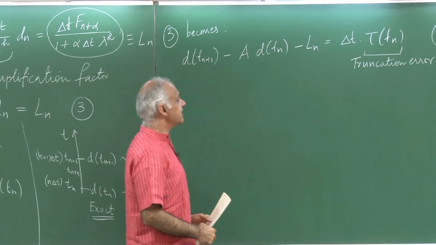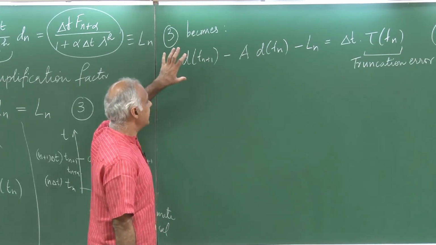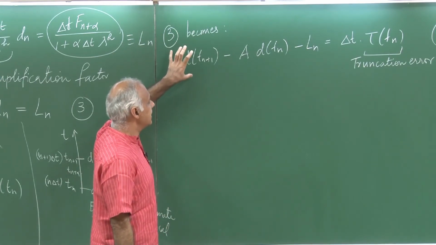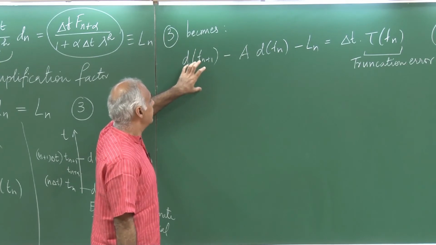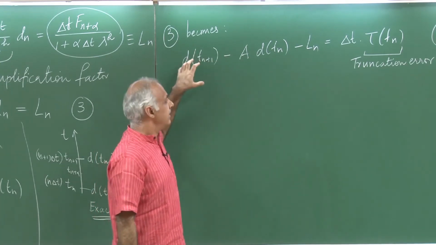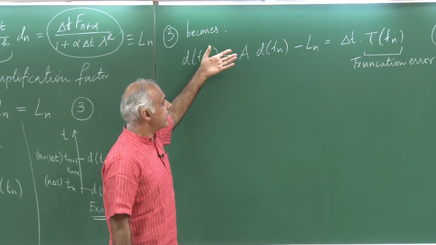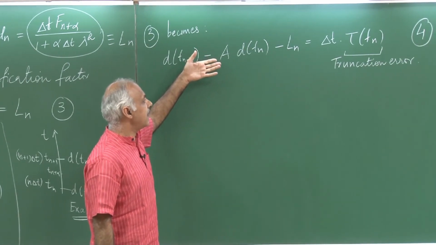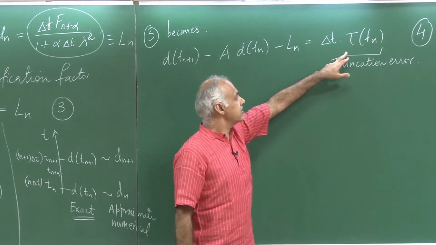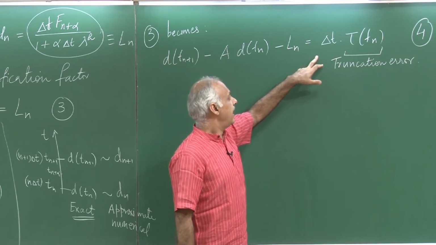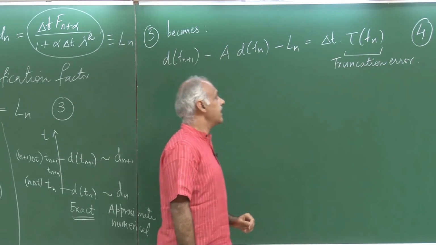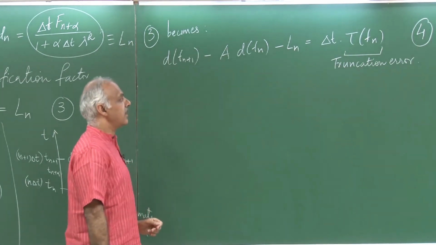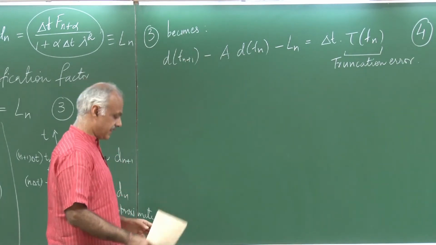So, I hope the essence is clear. What we are saying is that if I replace in the numerical algorithm with the exact solution, then it will not satisfy the algorithm exactly, rather there would be a small residue, and that residue is being denoted by delta t times tau, the truncation error.